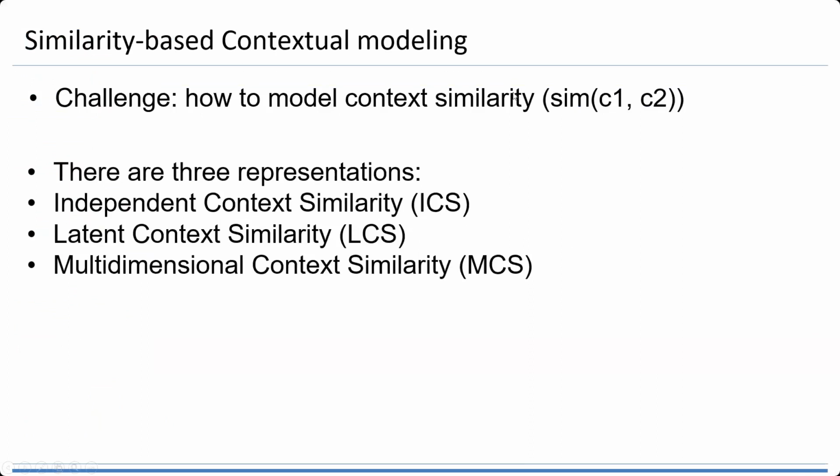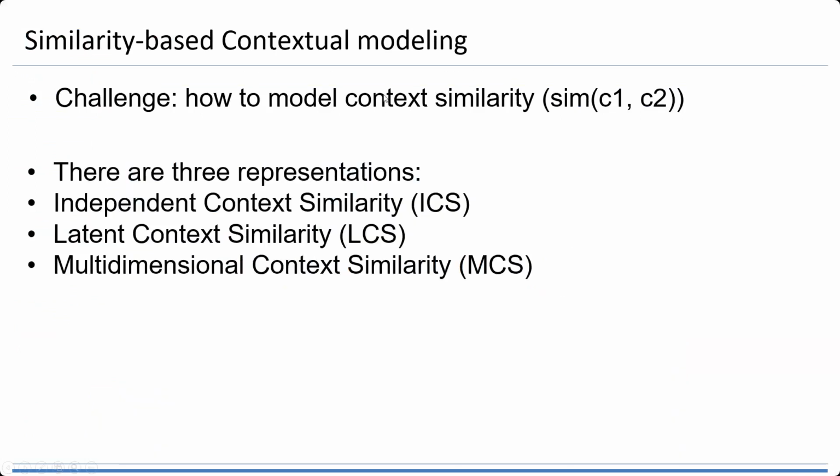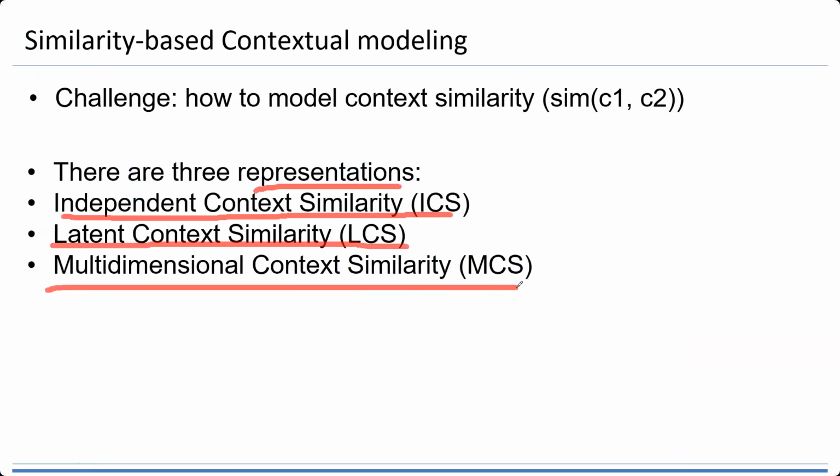Okay, in the similarity-based contextual model, there are three representations. The first is independent context similarity, or ICS. The other is latent context similarity, and the last one is multi-dimensional context similarity.